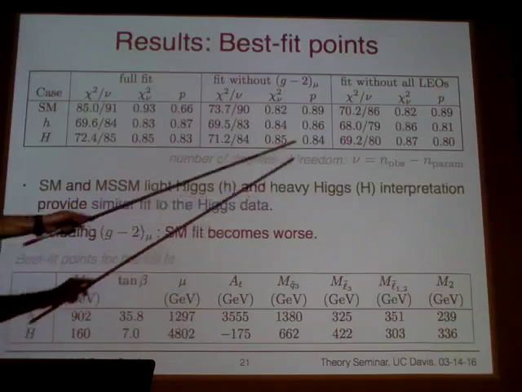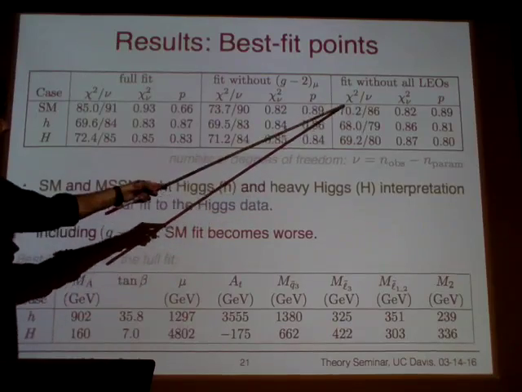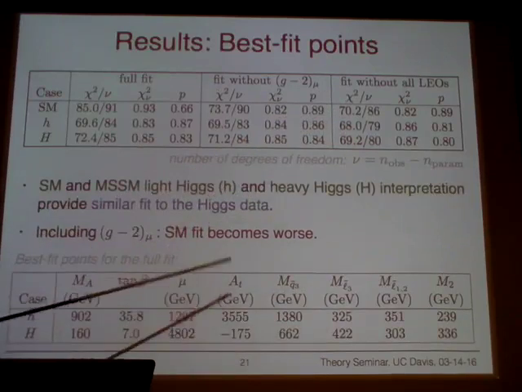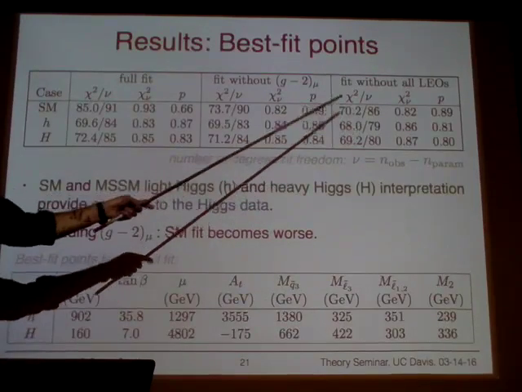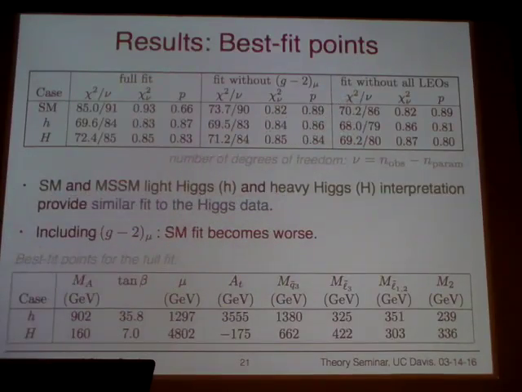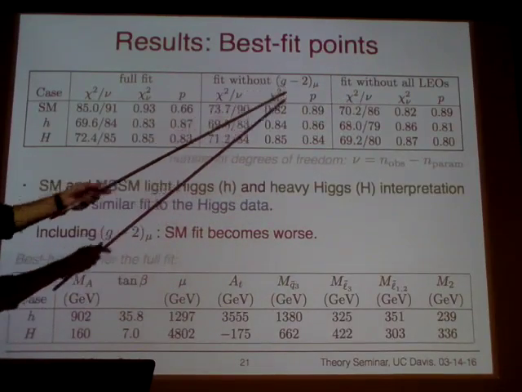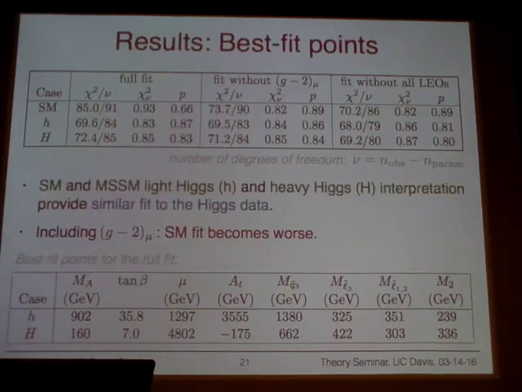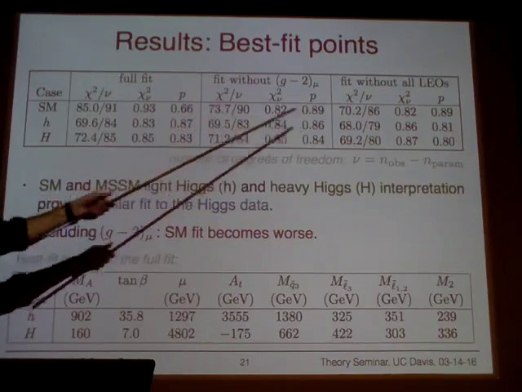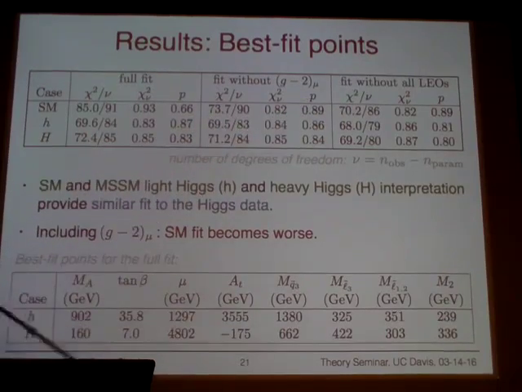And if we start looking at this, we see that the chi-square here is really comparable in all three cases. If we just take the Higgs data into account, or if we add the other low energy observables except for g-2, then still we end up with very comparable chi-squares. In fact, in both these cases, the standard model gives you the best p-value because it has fewer parameters. So it has a larger number of degrees of freedom.